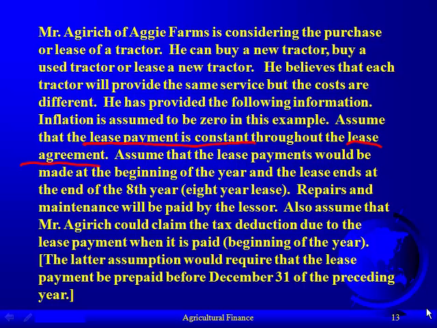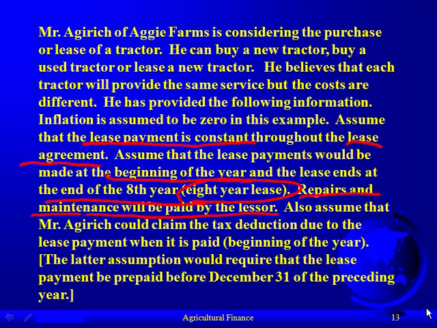And we're going to assume that the lease payments would be made at the beginning of the year and that the lease ends at the end of the 8th year. So this is an 8-year lease. The last payment, however, is at the end of the 7th year, which is the beginning of the 8th year, and the first lease is paid at the beginning, just like you do your lease payments or your rent payment on your apartments. We're going to assume that the repairs and the maintenance will be paid by the lessor.